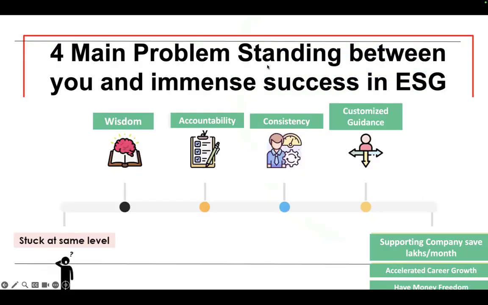But there are 4 main problems, which I have said even in the GRI session. The main problem comes from 4 sides. First is wisdom. Are you learning from the right sources? Or are you just gathering some information and building it up, and maybe it will become so heavy for you that you will die under that pressure, saying that this is not for me. It happened with a lot of people and they came to our session and got benefited.